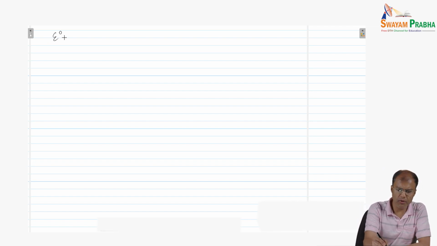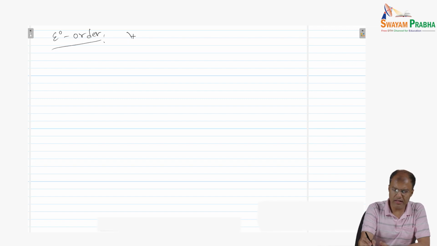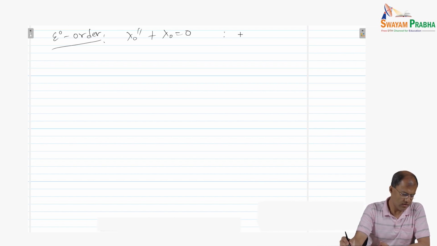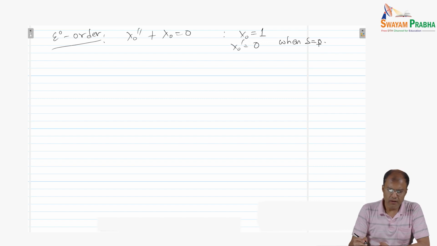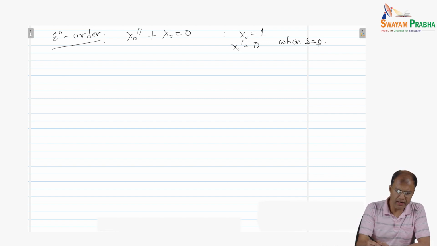order epsilon to the power 0 term, we see that this is x naught prime plus x naught is 0. So this is the leading order. This is when x naught is equal to 1 and x naught prime is equal to 0 when s is equal to 0. So leading order term.